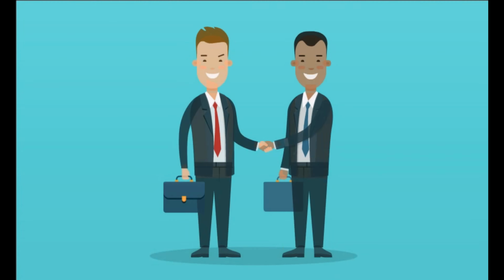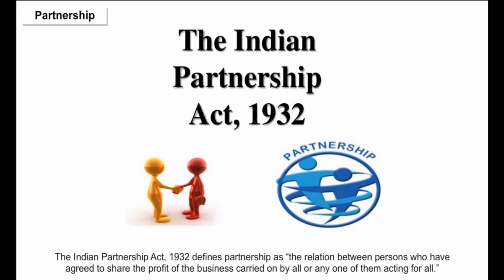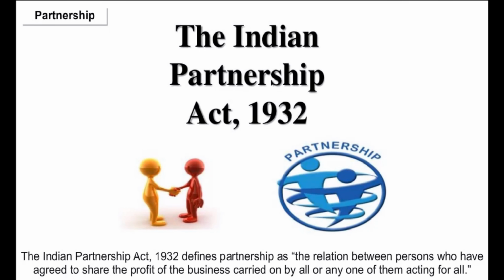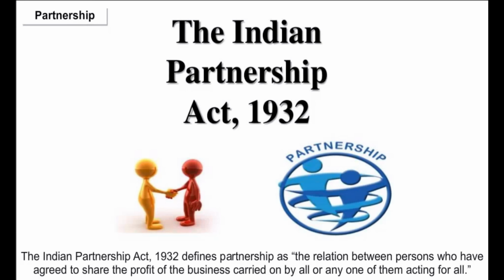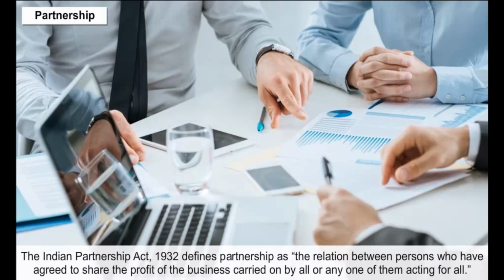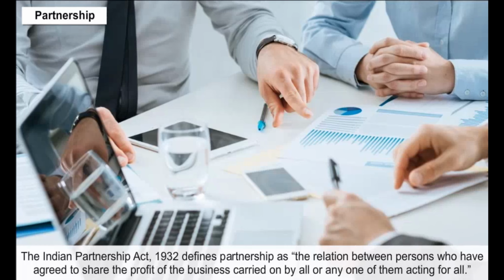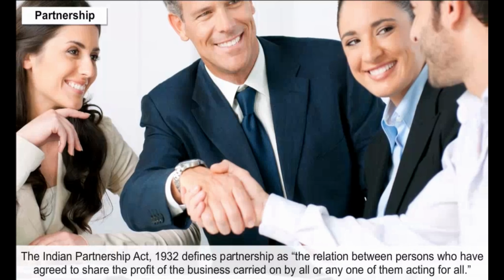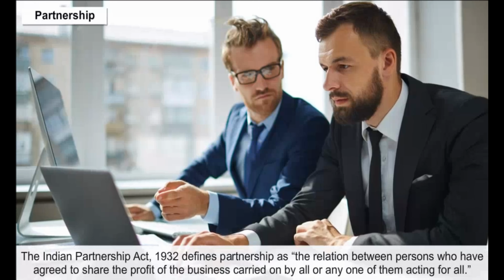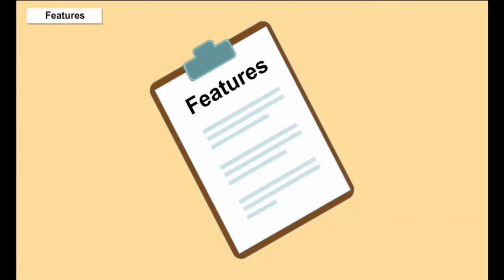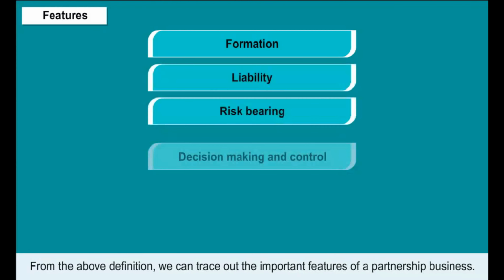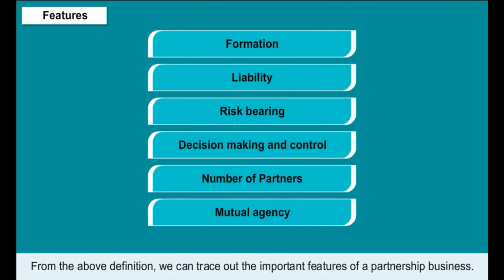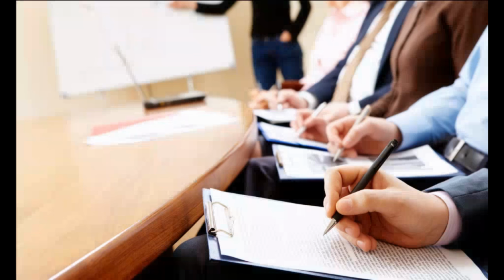Partnership. The Indian Partnership Act 1932 defines partnership as the relation between persons who have agreed to share the profit of the business carried on by all or any one of them acting for all. Features. From the above definition, we can trace out the important features of a partnership business.